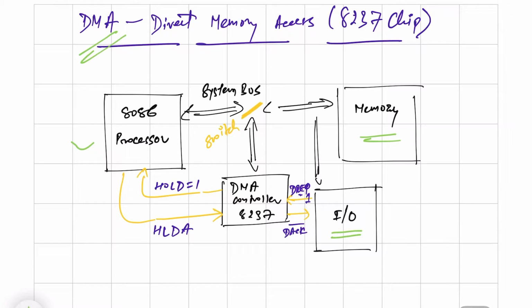Suppose I have 1 byte in memory, and as an input output device, suppose I have a printer and I want to print this 1 byte. How does that process occur? First the processor will read that 1 byte from memory, so a read cycle will be there. After that your 8086 will get that 1 byte and it will give a write command to your input output device and your printer will print it.